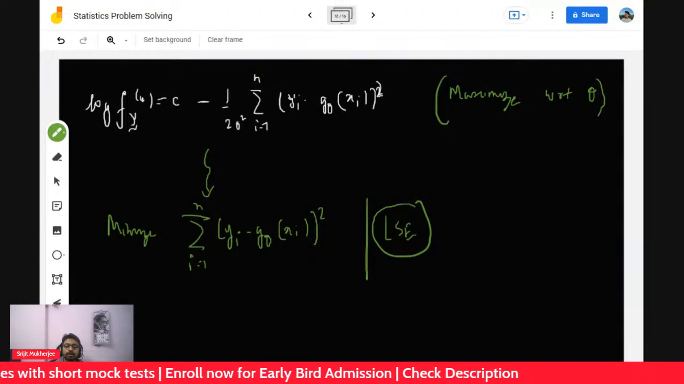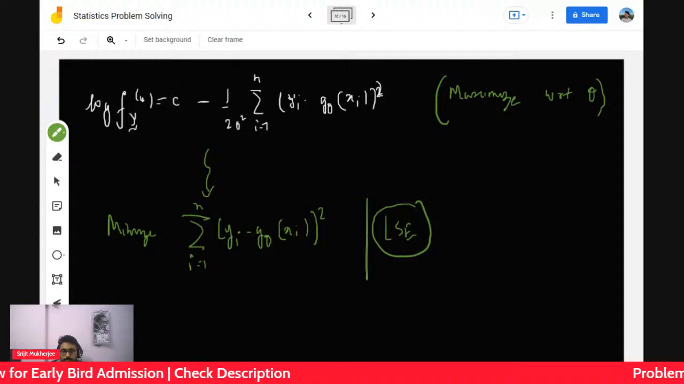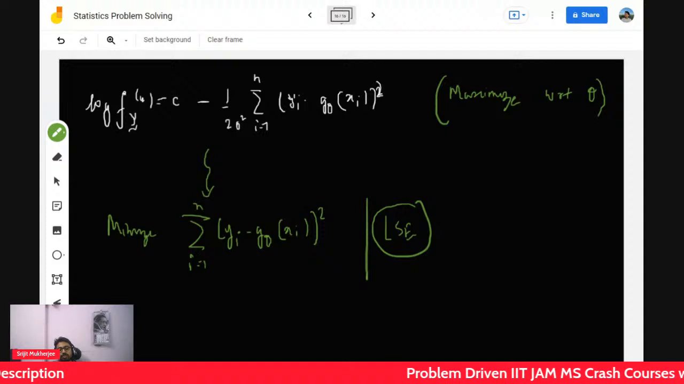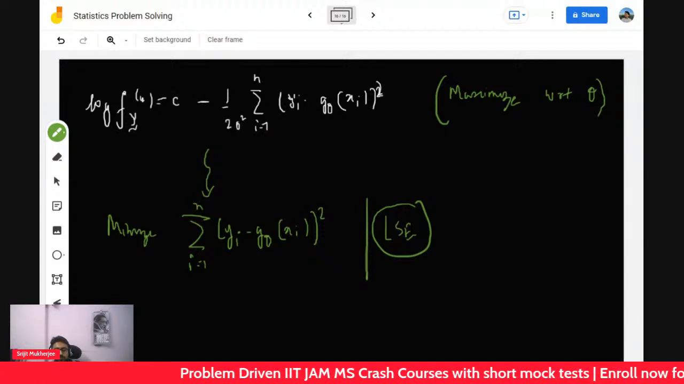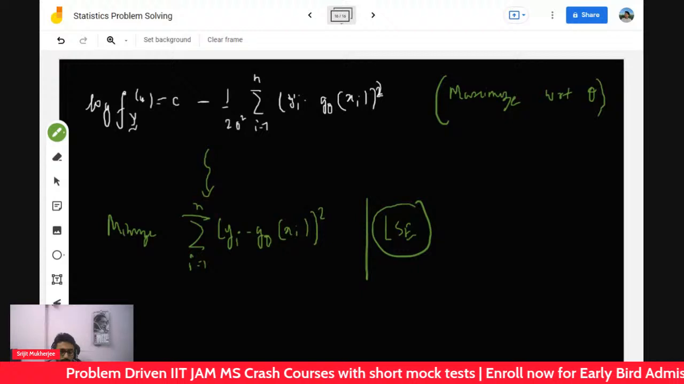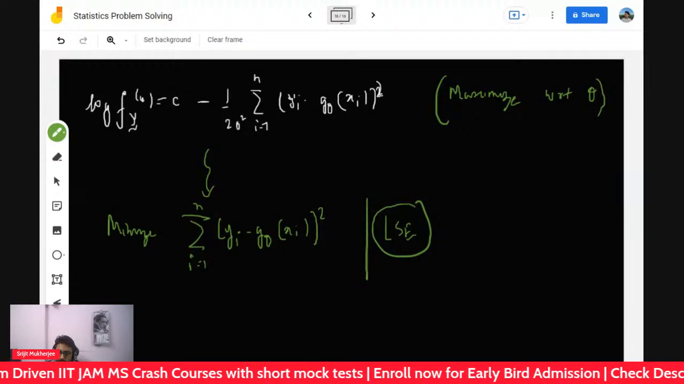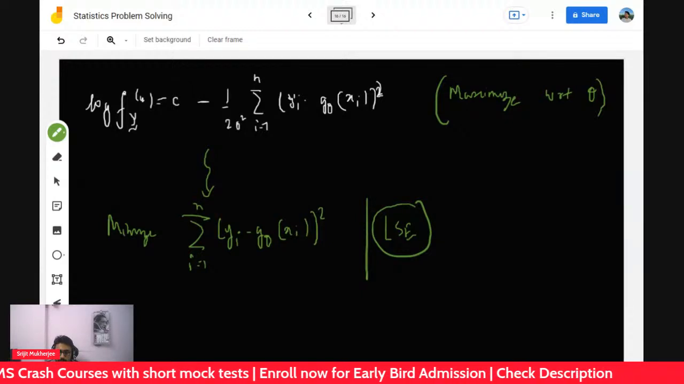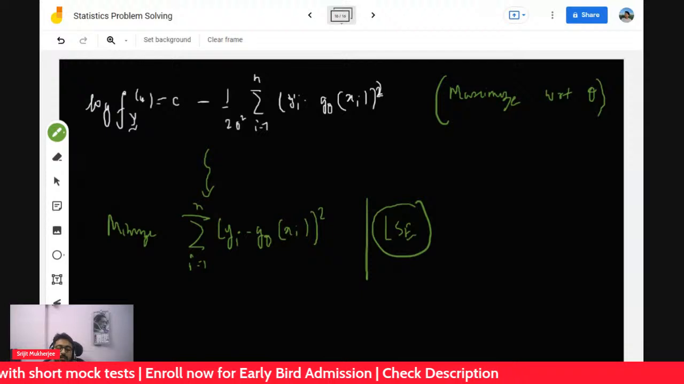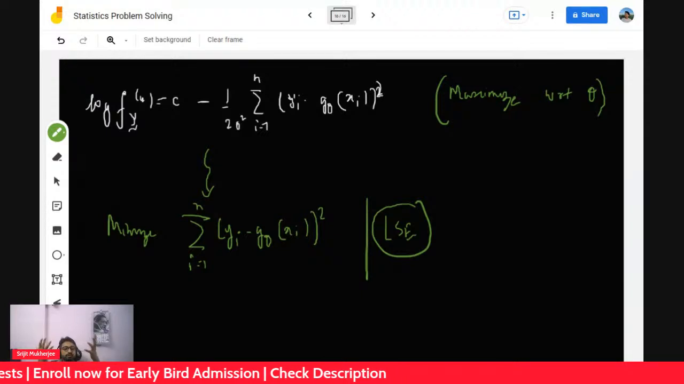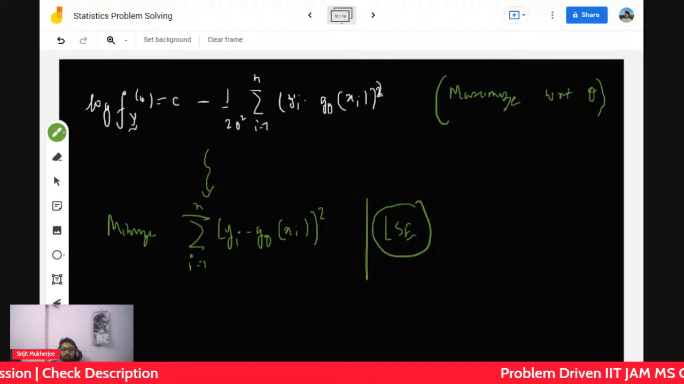Did you understand the proof, guys? Did you understand how the least square method in the general case is equivalent to the MLE with the normal distribution assumption? Did you understand this? Thank you. This is something very important. So we have three different estimators, and we have seen the relationship between MLE and least squares.